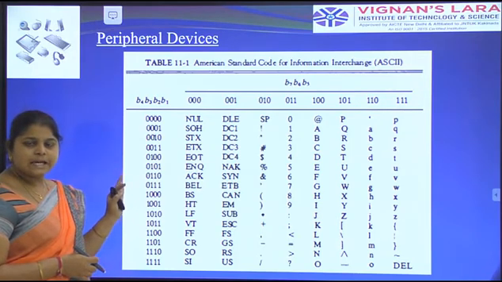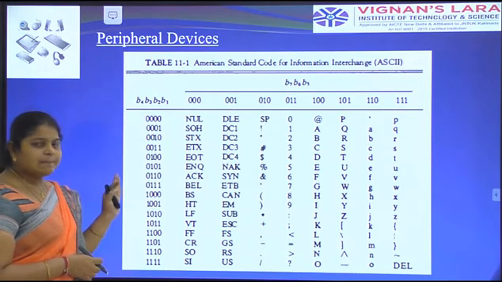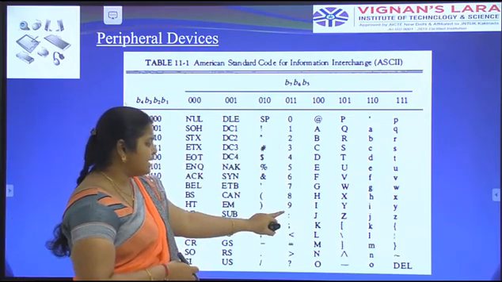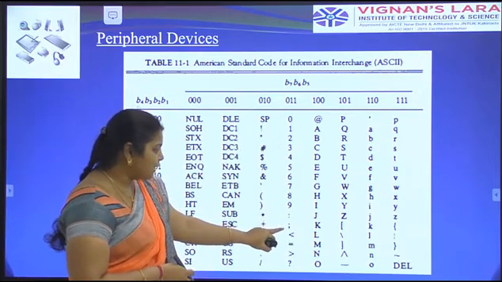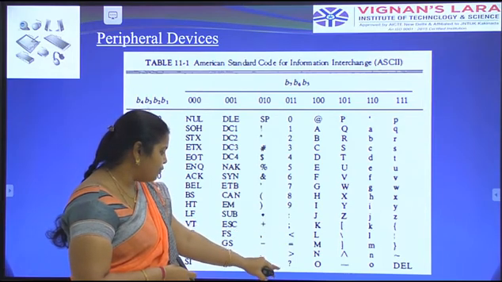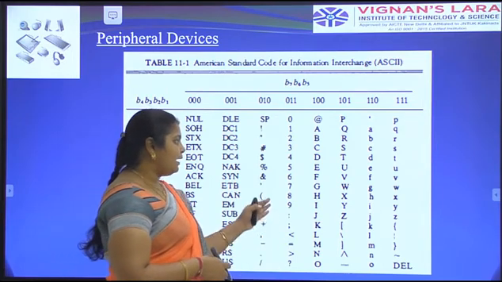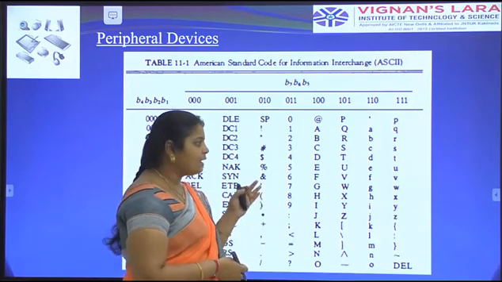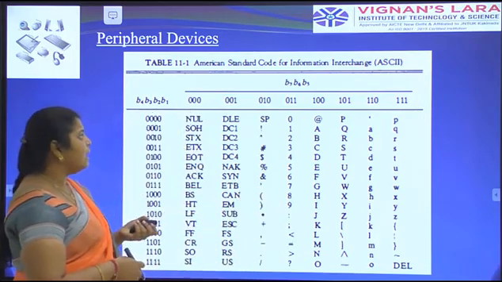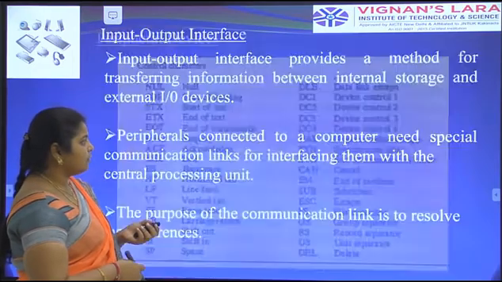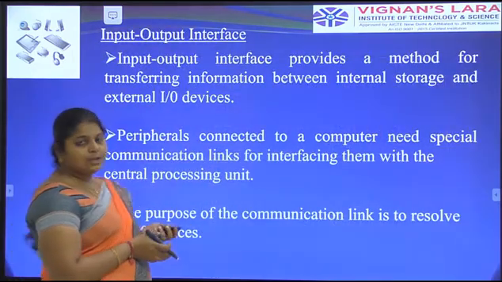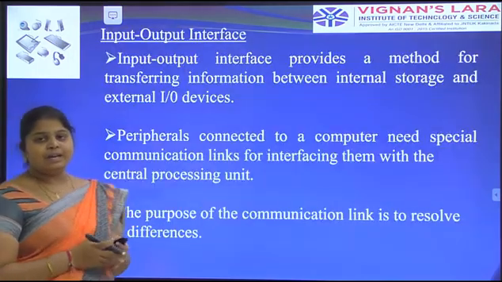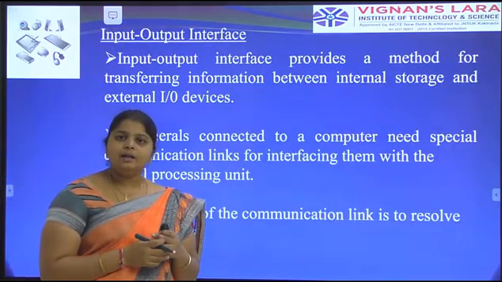Alphabets with uppercase and lowercase. Next, special symbols, and 0 to 9, which represent the numbers. These are the colon, semicolon, less than, greater than, equal to, exclamation mark, at the rate. These are the symbols provided from the keyboard. This is about the peripheral devices that are available on the computer.